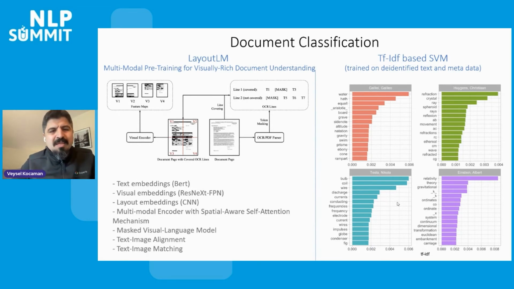So LayoutLM inside already uses text embedding from BERT, visual embedding from ResNet, layout embedding from CNN, and many other steps. Then we assembled both these two algorithms, LayoutLM and the SVM based algorithm, into one single classification pipeline to try to predict the document type. Next slide, please.